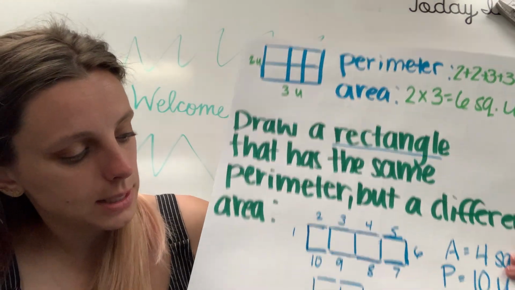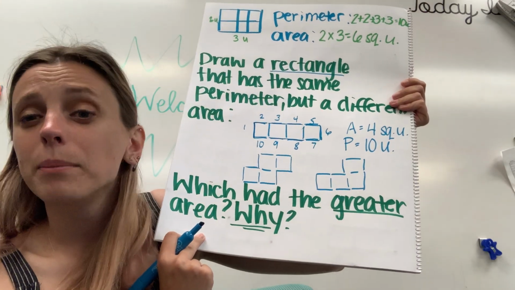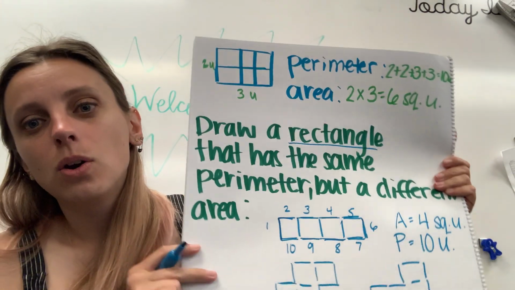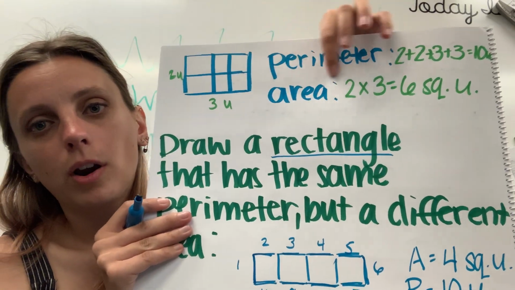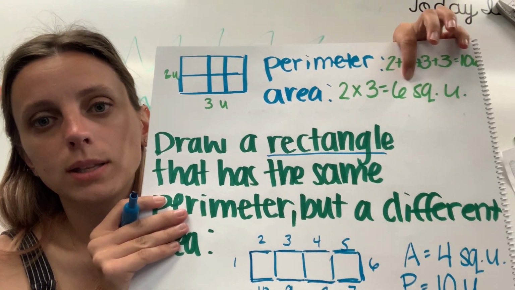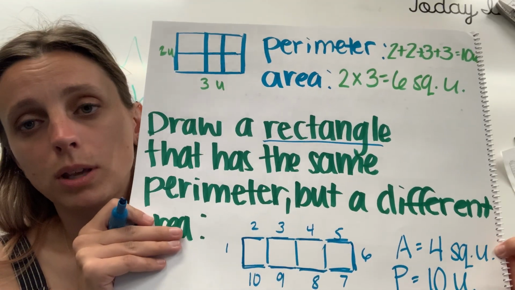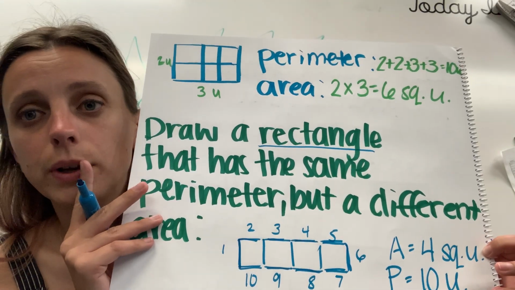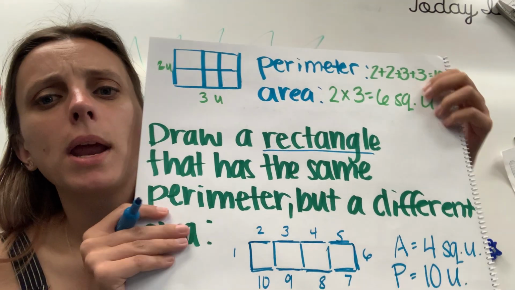All right, so finally they're gonna say, which of your rectangles had the greatest area? And I'm gonna ask you why. So let's look. The area for our top rectangle was 6 square units. The area of the rectangle that I made was 4 square units. Which one had the greater area? The one they gave us, right? Now, why do you think that is?